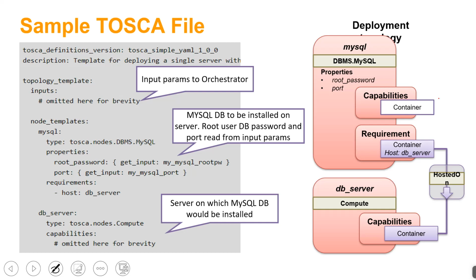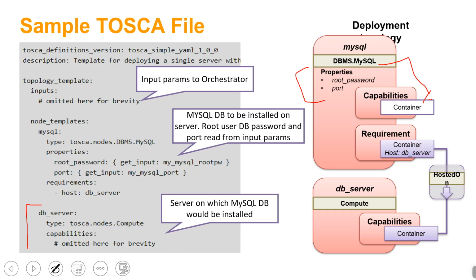In this file, we are trying to show how a MySQL database is installed inside a virtual machine, and certain properties of the database are passed, like the username, password, and the port number. This is a very concise Tosca file. What you see here is you have defined a database server, which uses the compute plugin. Okay, so you can correlate the concepts.